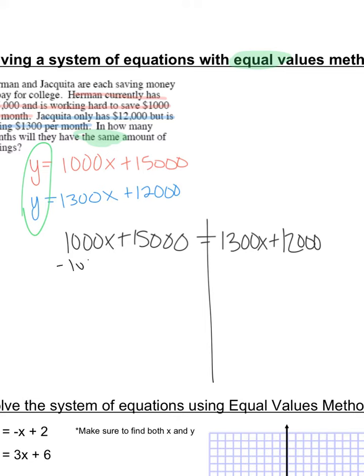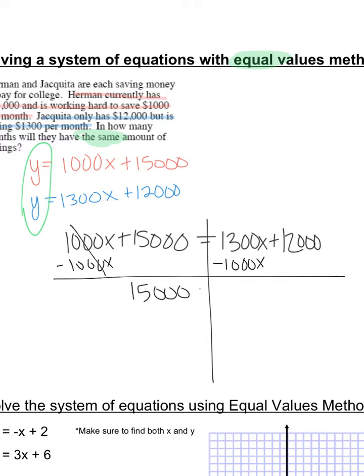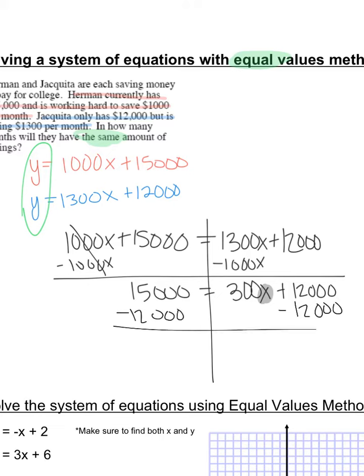I might start by minusing 1,000x on both sides to get the x's on the same side. 1,000 minus 1,000 cancels out. So we've got 15,000 equals 1,300 minus 1,000, which is 300x. And then we have to get the x by itself. So we can undo the plus 12,000 by minusing 12,000 on both sides. 15,000 minus 12,000 is $3,000 equals 300x.